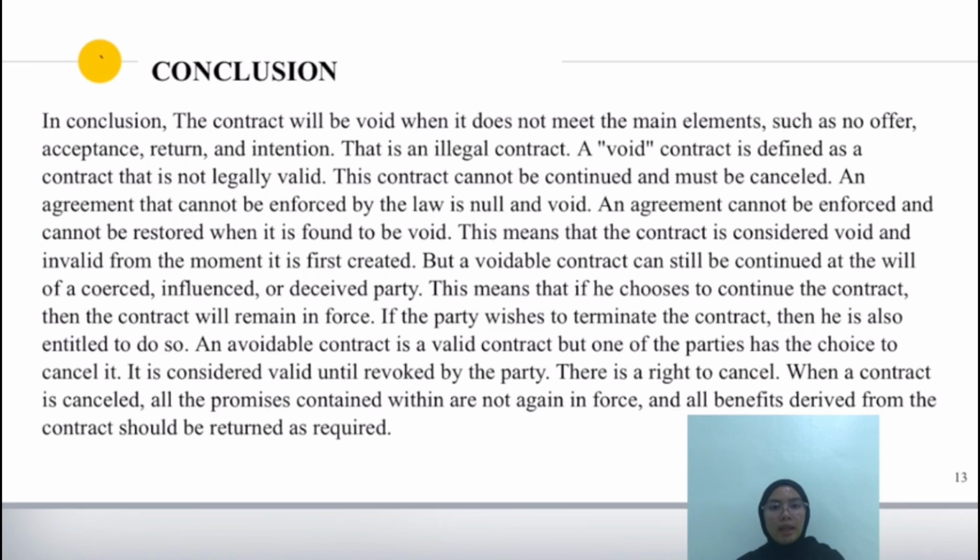This means that the contract is considered void and invalid from the moment it is first created. But a voidable contract can still be continued at the will of the influenced or deceived party. This means that if they choose to continue the contract, then the contract will remain in force. If the party wishes to terminate the contract, then they are also entitled to do so.